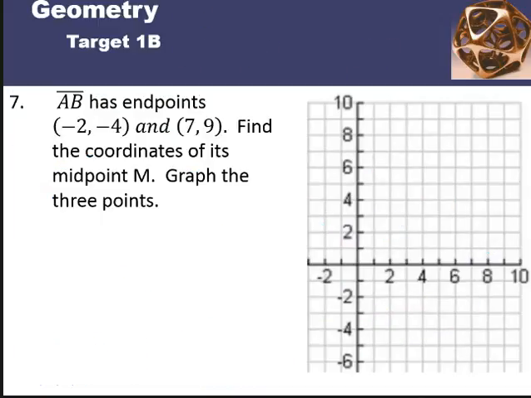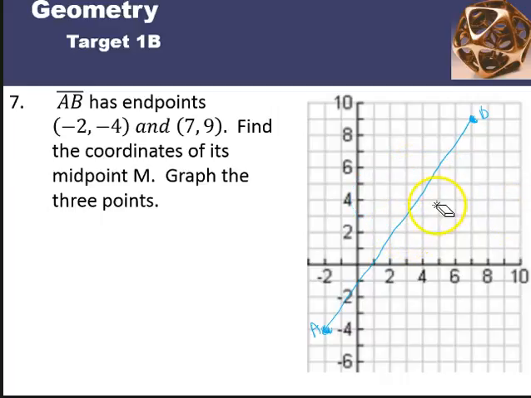Number 5, AB has these endpoints, -2, -4, and 7, 9. So I'm going to go ahead and plot those points, -2, -4. And that's A. And B is 7, 9. So 7, 9. And I'm going to draw the line between those 2 points. We'll see how I do. Not bad. Okay, so I'm looking for the midpoint. Now the midpoint is going to be somewhere here in the middle, right? It has to be exactly in the middle.